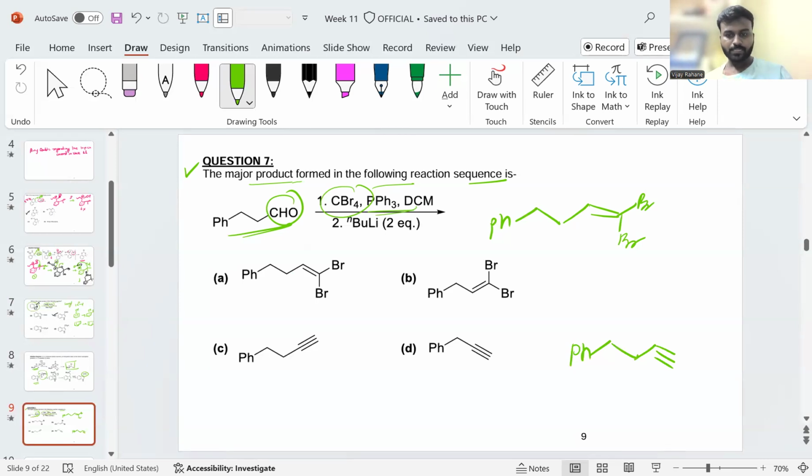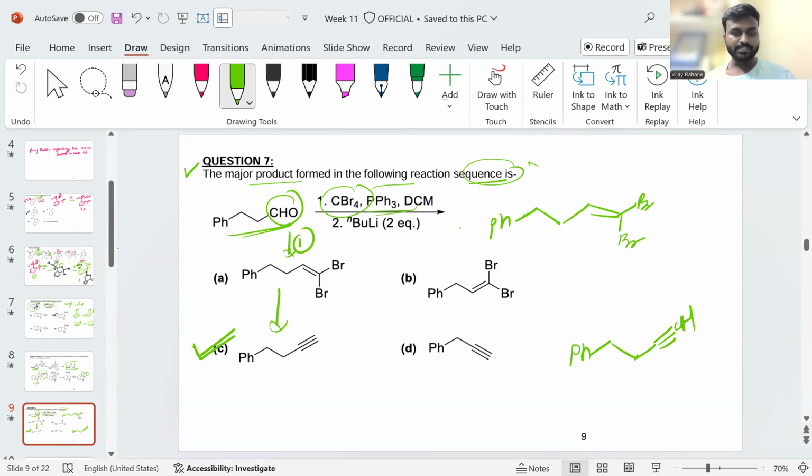So write down the correct geometry. So this will be the product in the reaction. So this is the product of the first step. And upon the second step, this product is getting formed. So we need to identify the final product. So the final product is option C, the correct product.